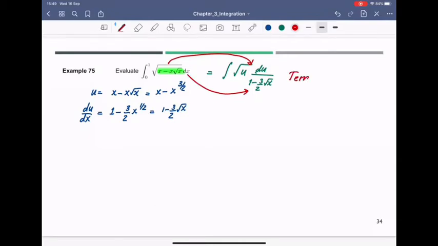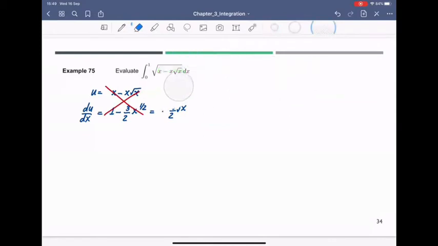Terrible, right? Because this looks good, but you just make more problems here: 1 minus 3/2 square root x. You have no way to switch 1 minus 3/2 square root x back to u. This is not a good way. So give up. This is not a good choice.